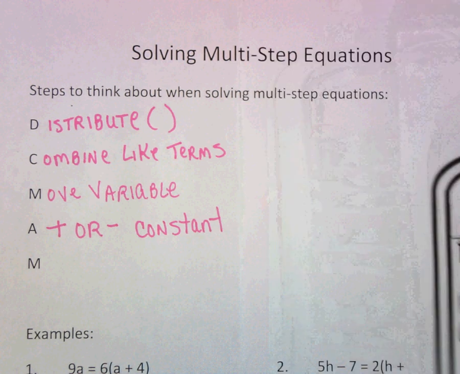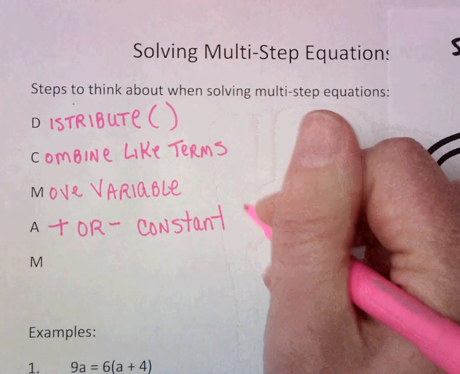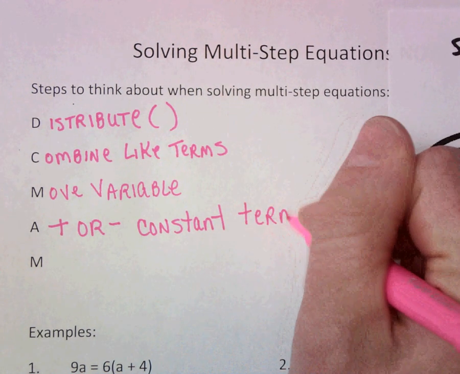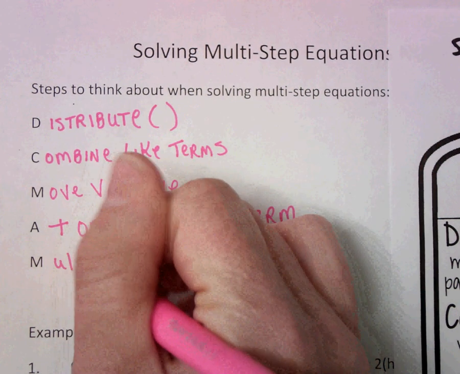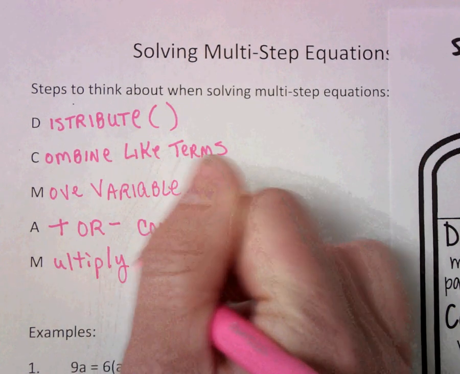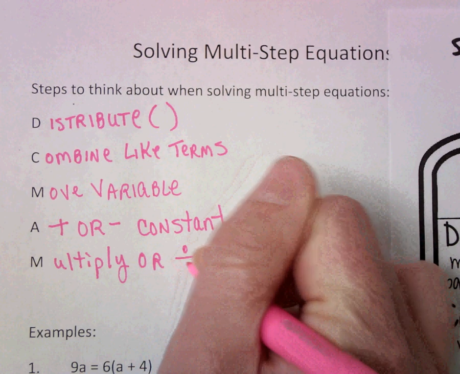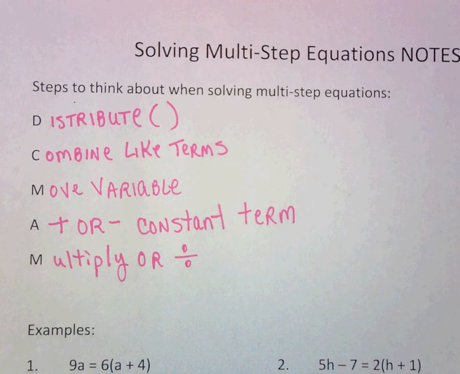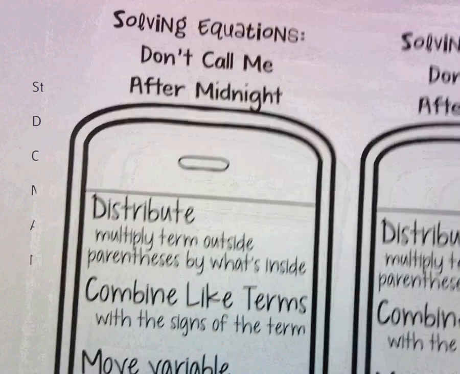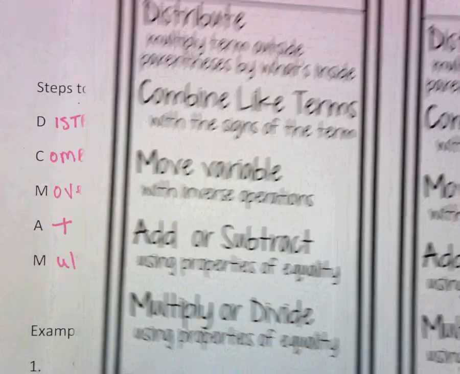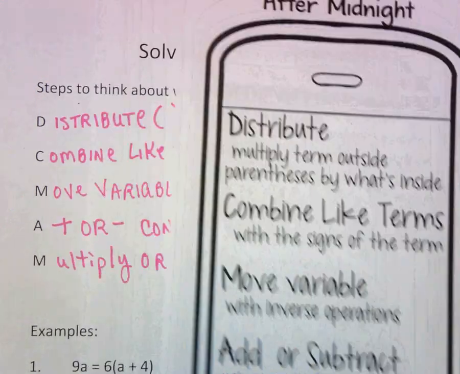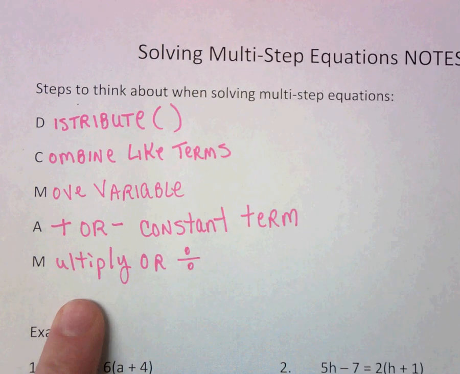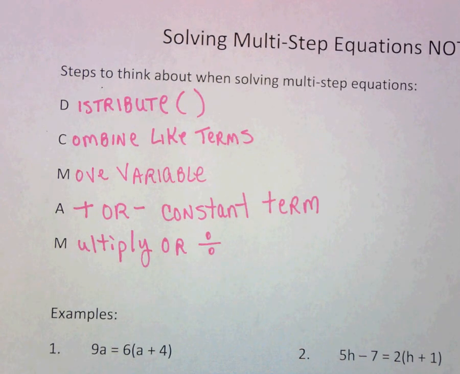Remember, the constant term is the one that doesn't have a variable. And then we're going to multiply or divide by the coefficient, or the number that's with our variable. So those are just our steps again, just like what's on our "don't call me after midnight." So refer to your telephone or refer to your notes here.